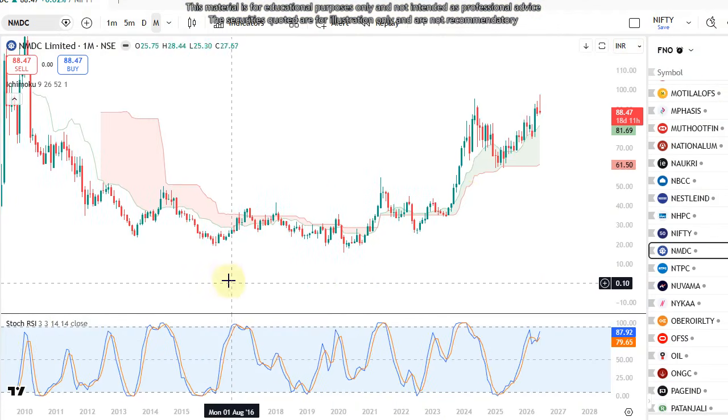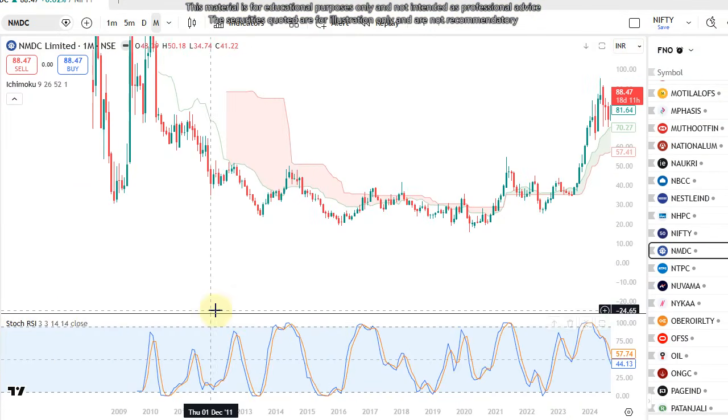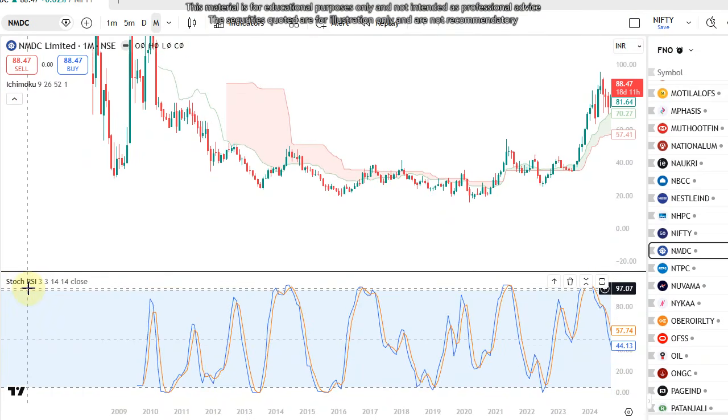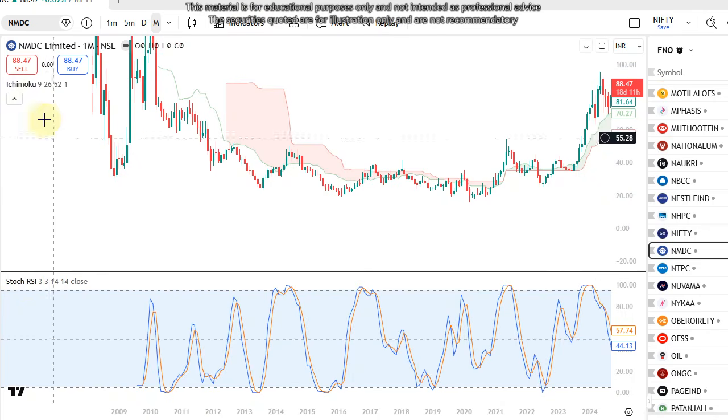So here I have added that oscillator, that is nothing but Stochastic RSI. In TradingView, this is a default indicator only. Ichimoku is also a default indicator. Stochastic RSI is also a default indicator. The parameter change in Ichimoku I have explained to you in the last video. Stochastic RSI now I will explain.